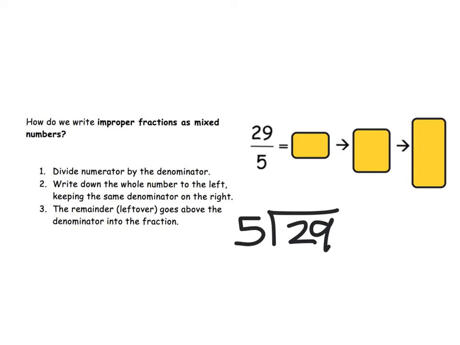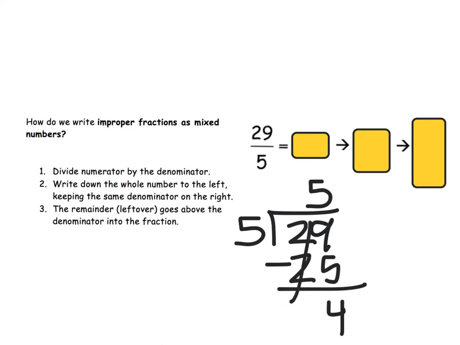So we know that 5 times 5 gives us 25, but 5 times 6 gives us 30. So we're just going to say that 5 goes into 29 5 times. 5 times 5 is 25. Subtracting, we get 4. Well, 5 doesn't go into 4, so our remainder is 4. So we've just completed the first step.